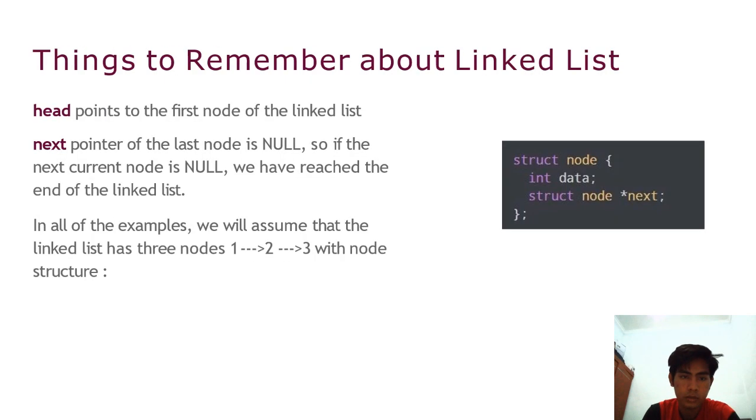Things to remember about linked lists. Head points to the first node of the linked list. The next pointer of the last node is null. So if the next of the current node is null, we have reached the end of the linked list. In all of the examples, we will assume that the linked list has three nodes, 1, 2, and 3, with the node structure.